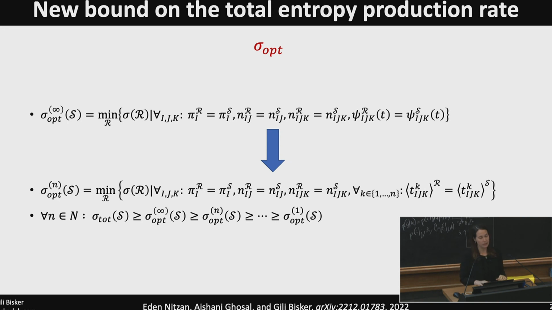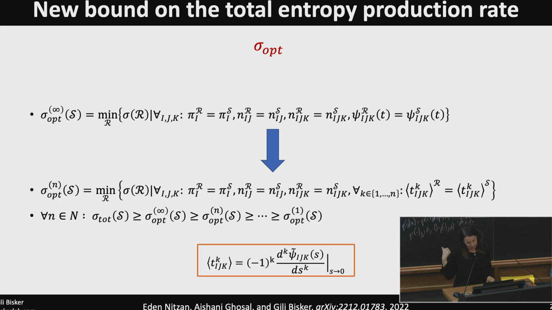This is easier. And then we can have a hierarchy of lower bounds given the number of constraints from the moment of the full distribution. Okay. And of course, we can also get the values of the moments from derivatives of the Laplace transform of the conditional waiting time distributions.